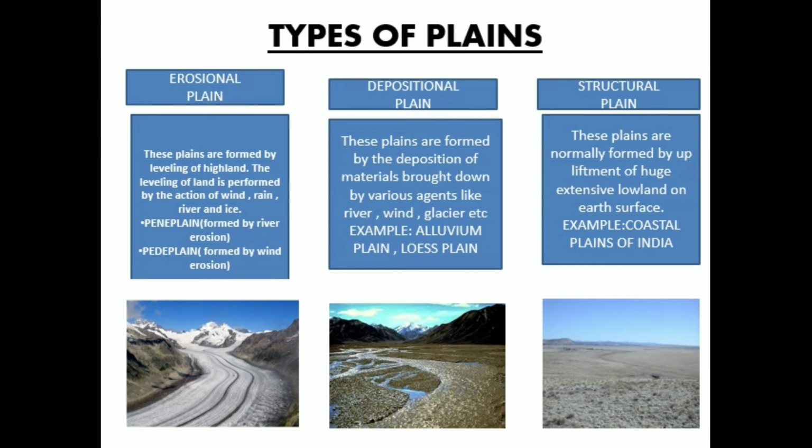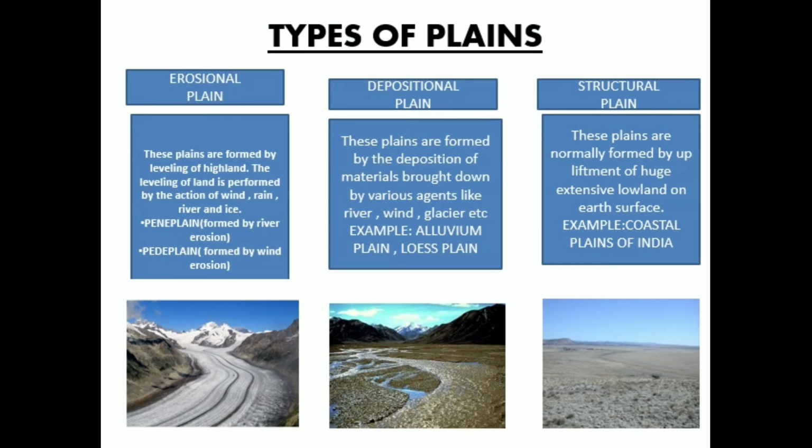Types of plains. Erosional plain. These plains are formed by leveling of highland. The leveling of land is performed by the action of wind, rain, river and ice. Peneplain is formed by river erosion. Pediplain is formed by wind erosion.